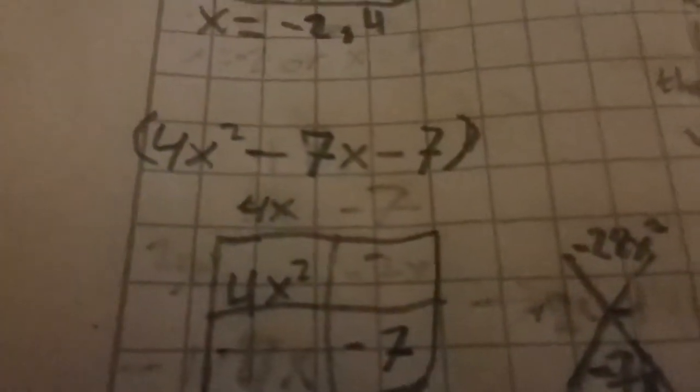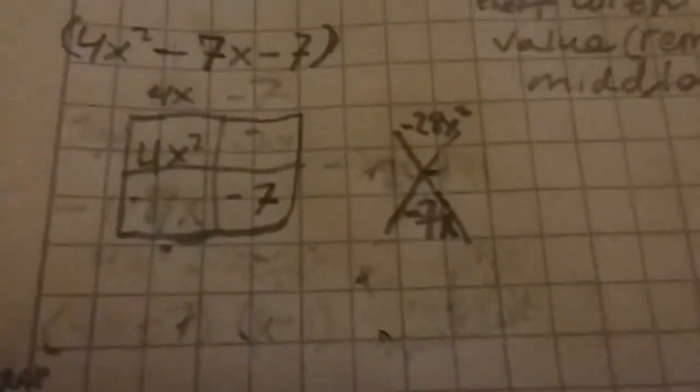Okay, boss babes, let's go to this one. 4x squared minus 7x minus 7. Can we do this one? Can we factor this one? I lied. This bestie isn't factorable. Mic drop.